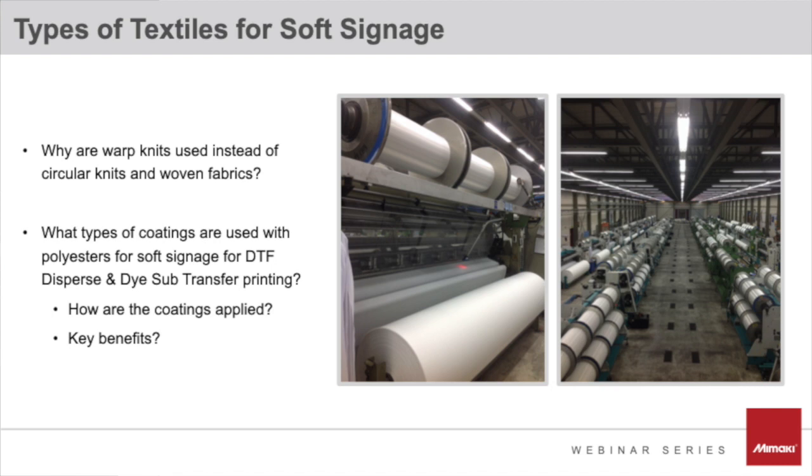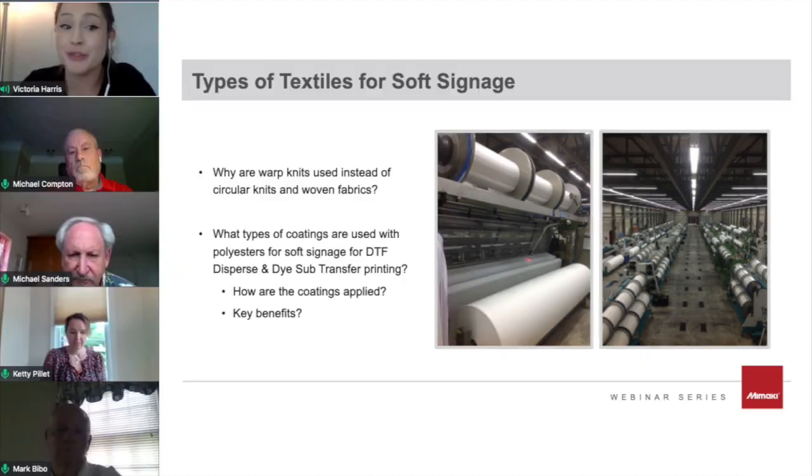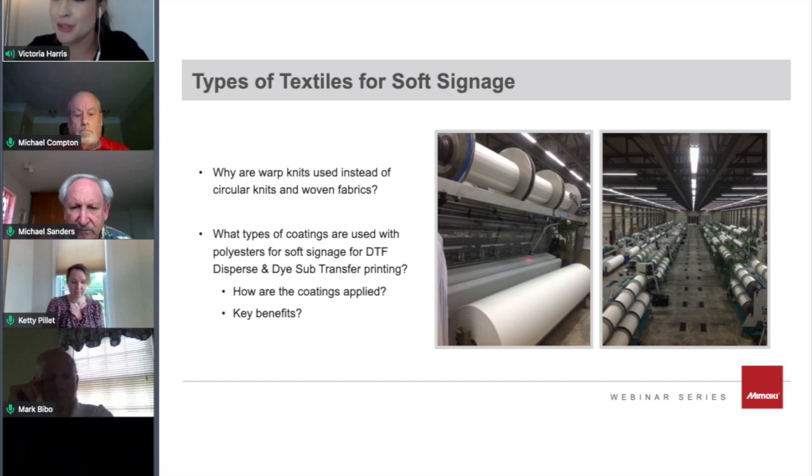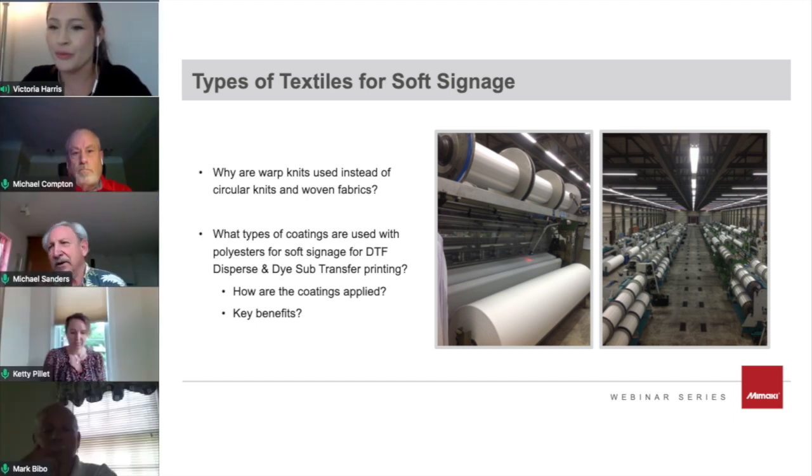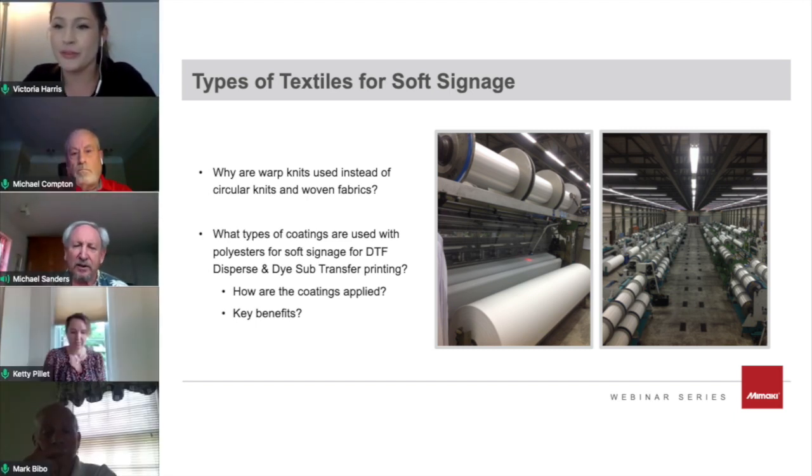Could you share a little bit more information on what types of coatings are utilized for polyesters for soft signage applications and how these are applied? Yes, when we're talking about coatings, that encompasses a lot of different areas. There can be coatings like a block out, which is done with a knife coating, which is only on one side. It's put on very precisely so that it doesn't interfere with the other side of the fabric and has a true block out.